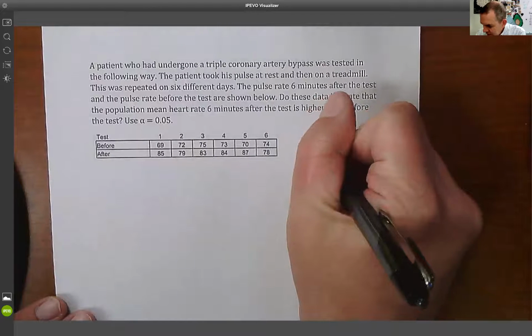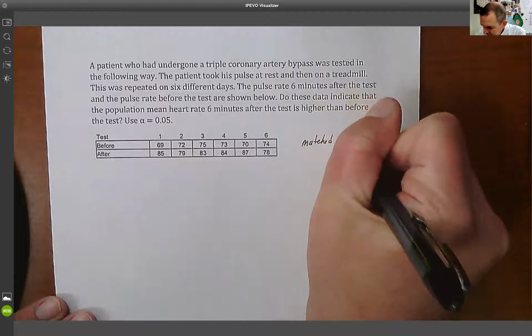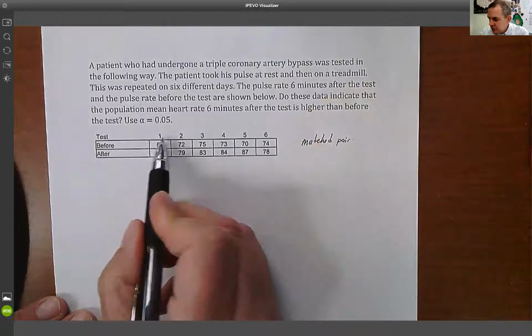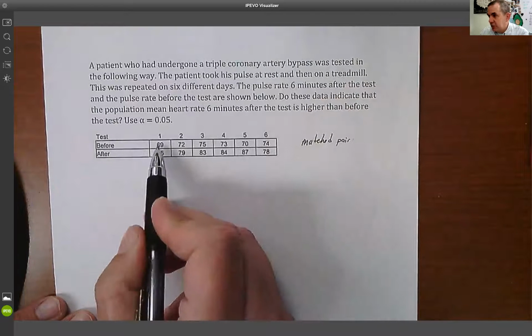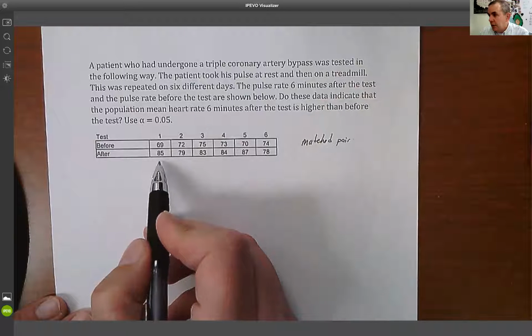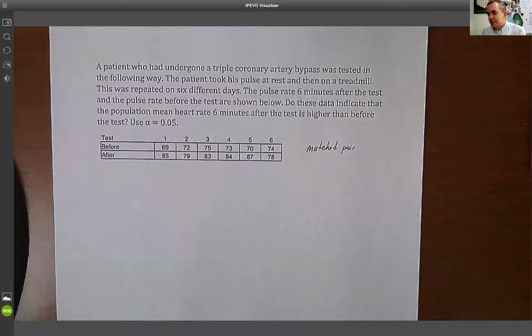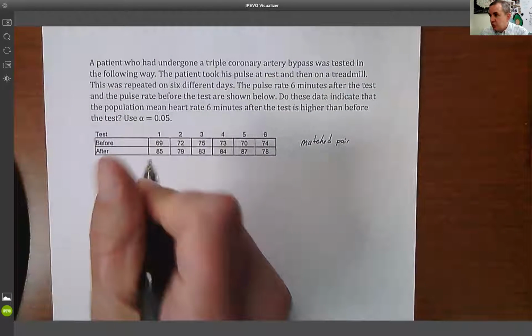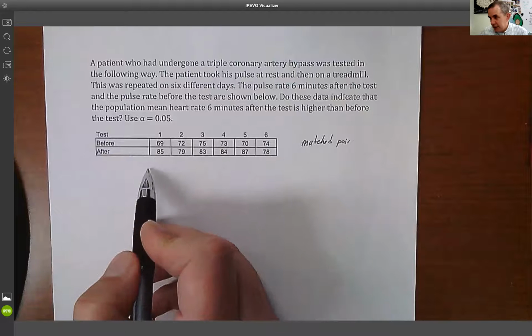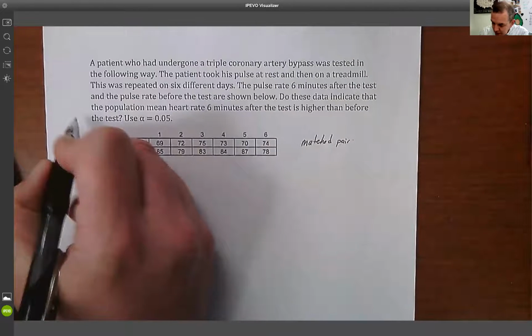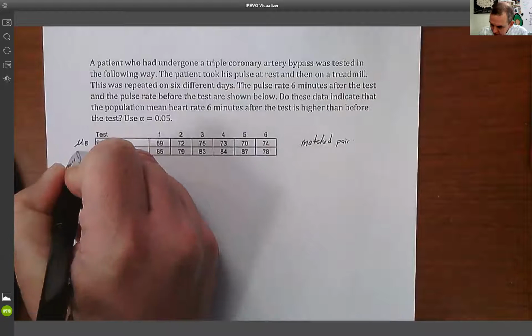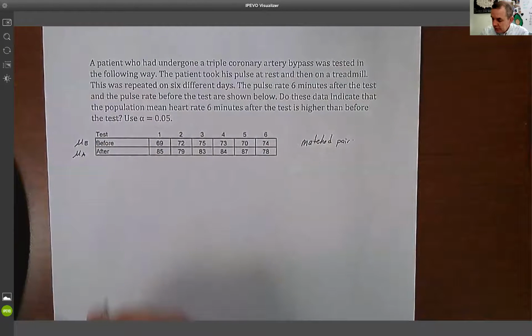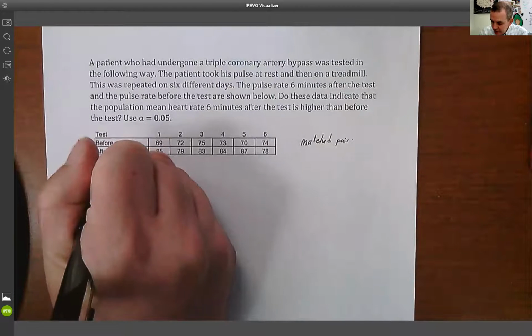And the reason that this is called a matched pair is because each one of these tests, 1, 2, 3, 4, 5, 6, is done on the same individual before and after. So this is their before rate, they get on the treadmill, this is their after rate. So what we're doing is we're trying to see if there is a difference in their pulse rate from before and after. So even though we've got two samples, we're going to be treating the mean difference, not the difference in means, okay? Because this is my mean before, this is my mean after.